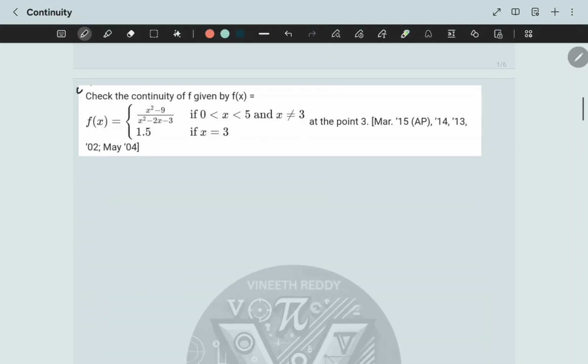It says, check the continuity of f given by f of x equals this, right? F of x is defined if 0 less than x less than 5 and x is not equal to 3.